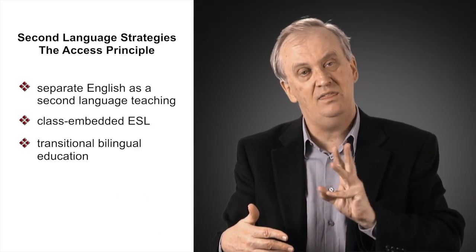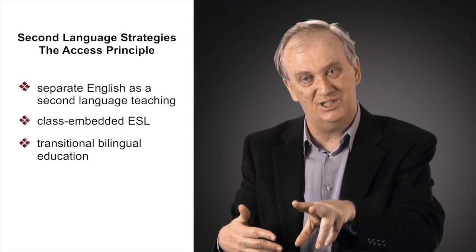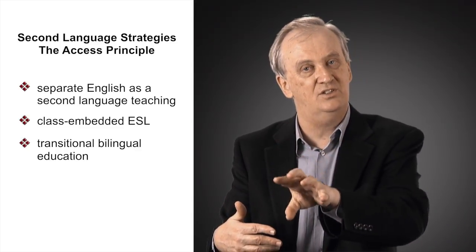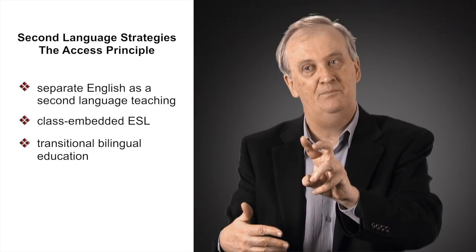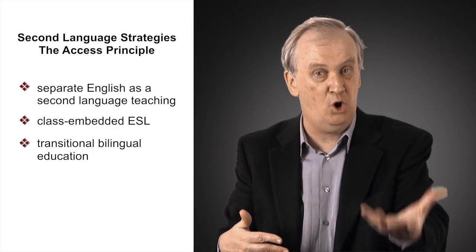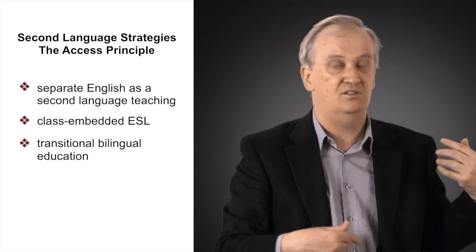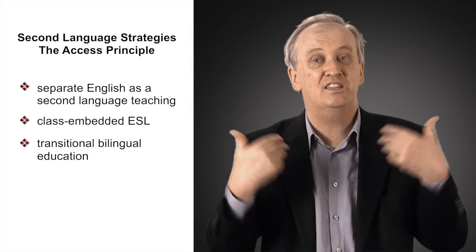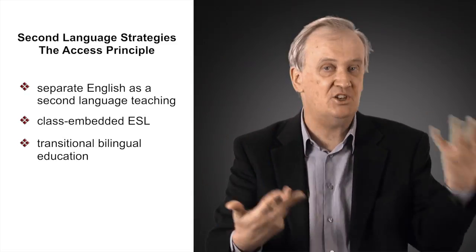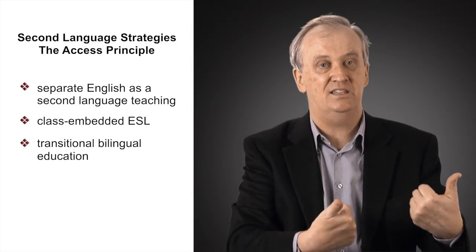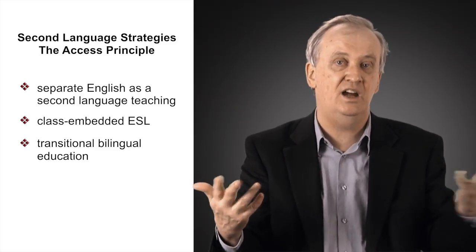So those are things that are according to the access principle. Now, the access principle shows a certain kind of openness in terms of compensatory education. We recognize that you're different, and we're going to do things to help you gain access. We're going to put a special effort into helping you to gain access to the school system and to society, which is a dominant English society.